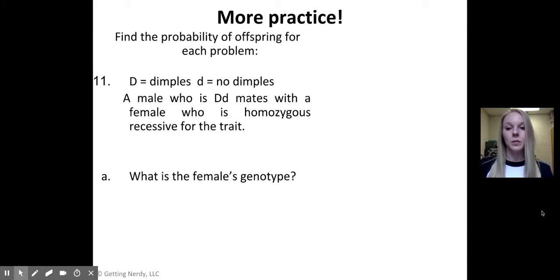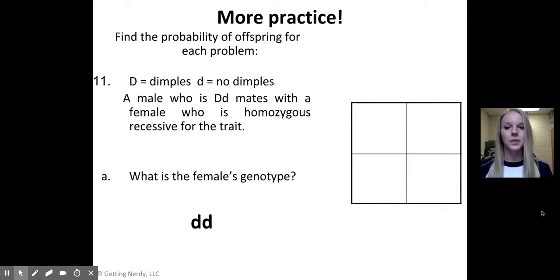We want to figure out what the female's genotype would be. So again, homozygous recessive tells you little d, little d. You want to draw in your own Punnett square. Separate the male's alleles across the top and the female's alleles across the side. Once you finish this, you're going to fill in the Punnett square. Check to see with Miss Frunheiser if you're correct.